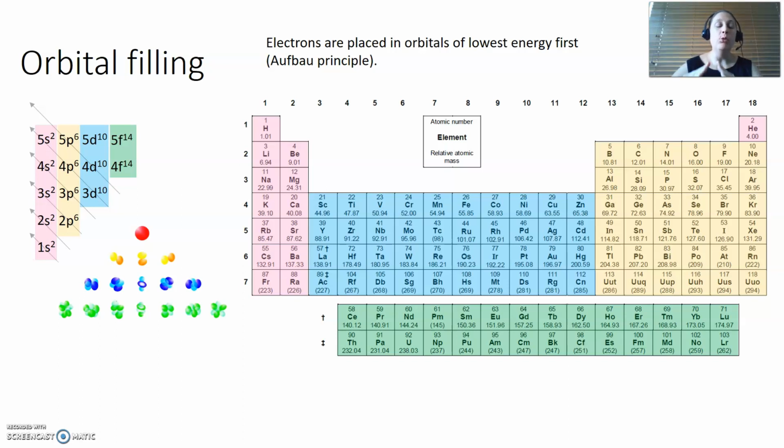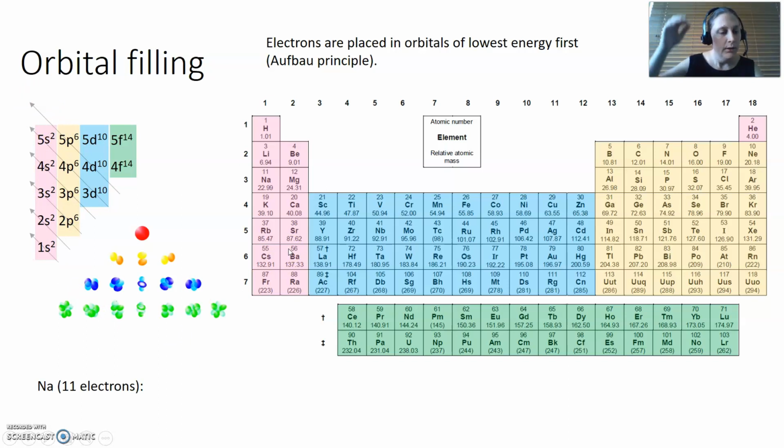And to do the order, you just need to draw diagonal lines up through the orbitals so that you know what order they're filled in. So you fill them in the order of 1s2, then 2s2, 2p6, 3s2 following the diagonal line, 3p6, 4s2 again following the diagonal line, then 3d10, 4p6, 5s2, 4d10, 5p6, and 6s2 would be next if I'd put it in.